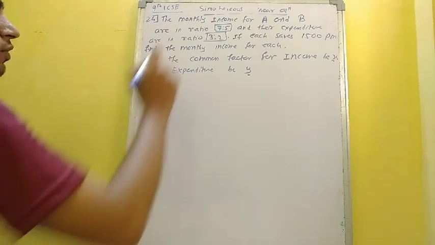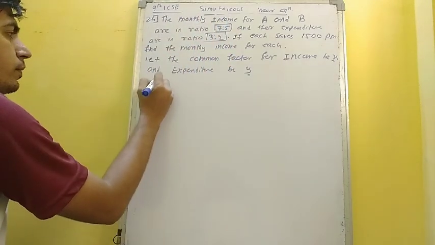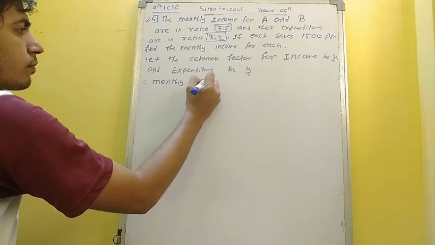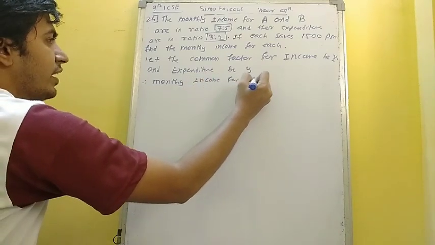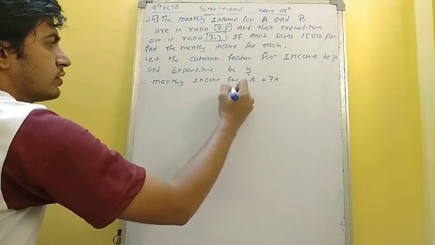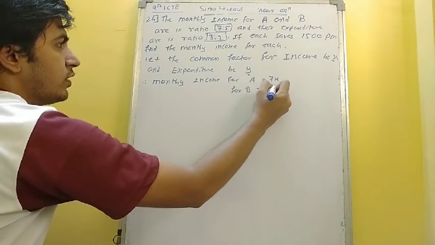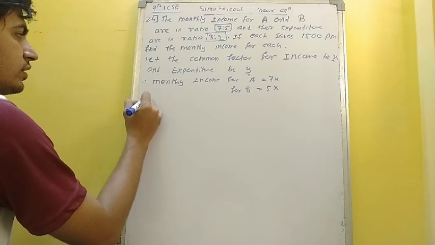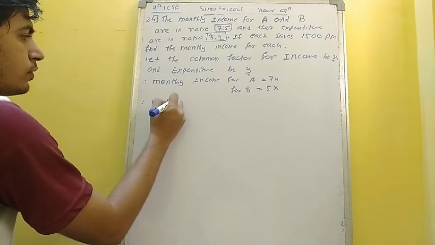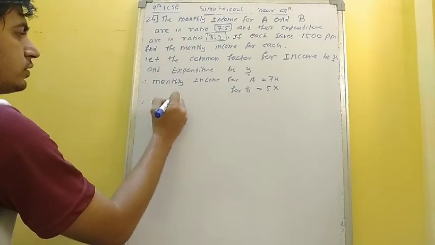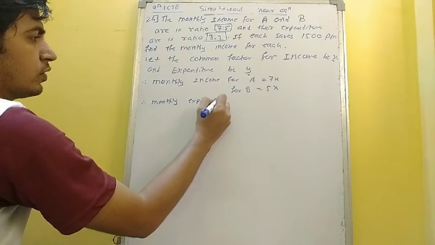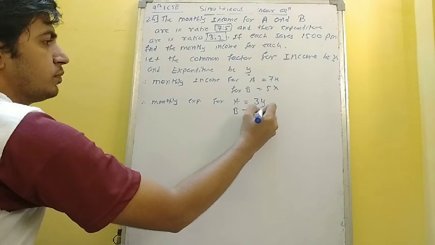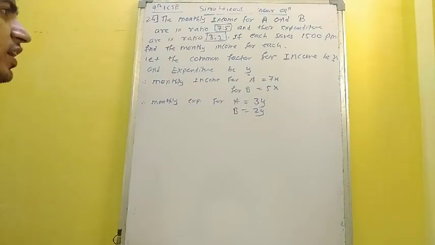So we can take the monthly income for A is equal to 7x, for B is equal to 5x. And expenditure for A will be 3y and for B will be 2y. Both of them save 1500.